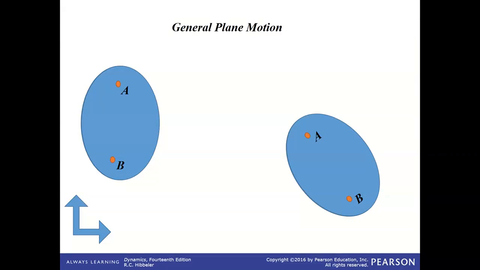The third type of motion that a rigid body can have is general plane motion. So look at this example.